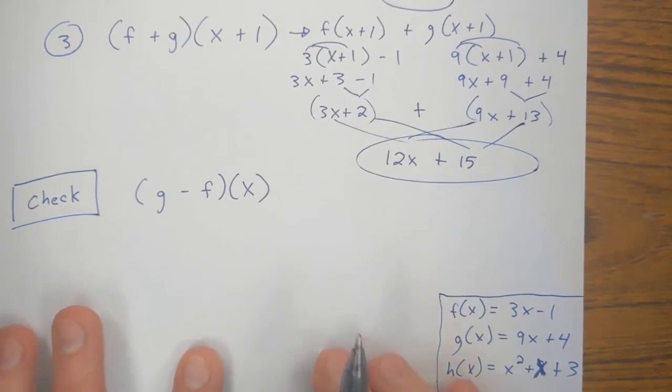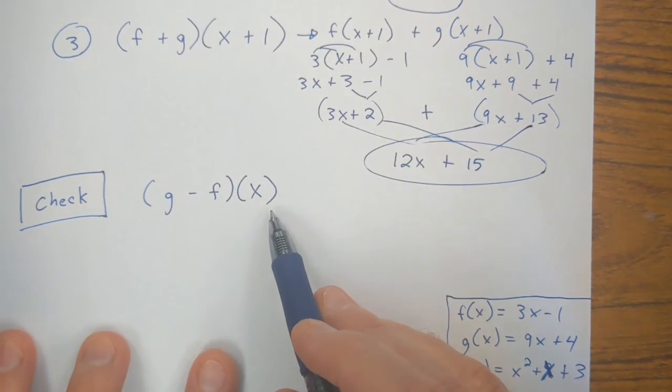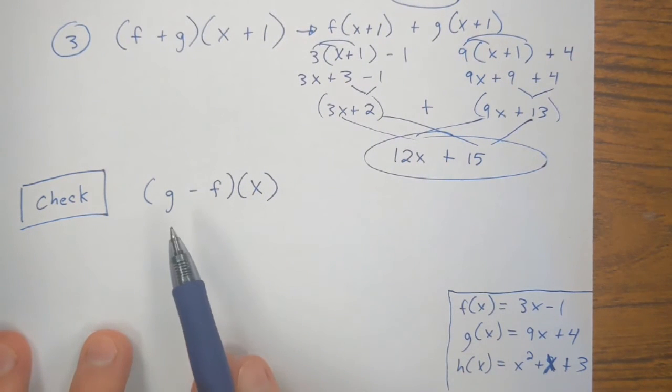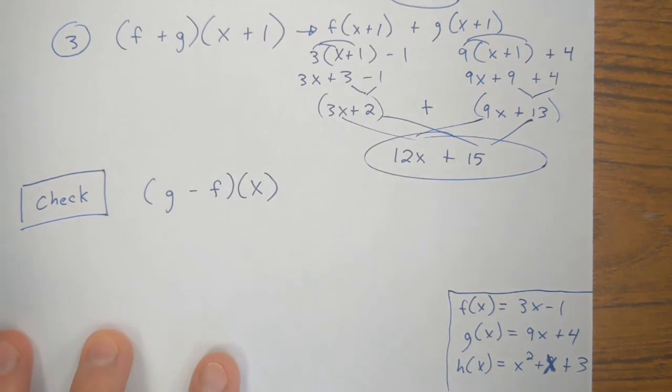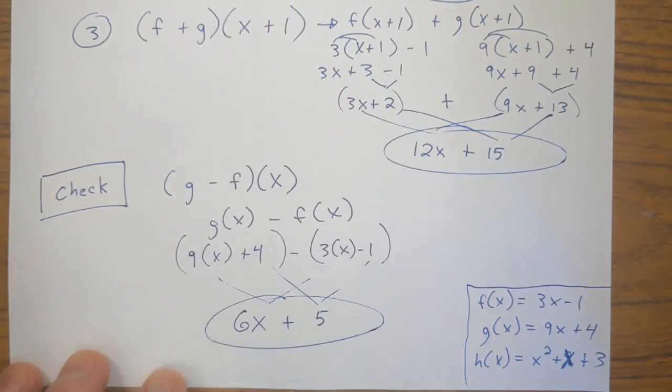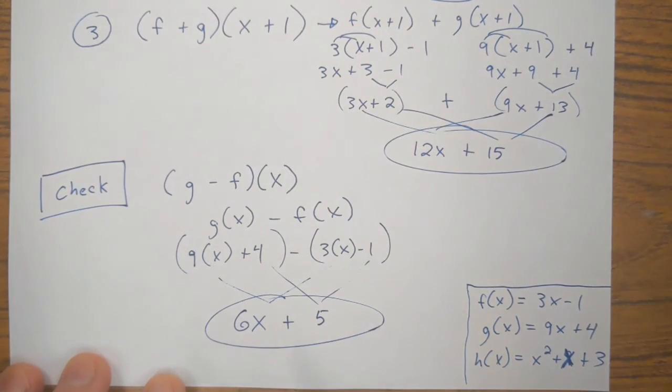All right, you'll notice I have a check problem here. I'd like for you to try this one on your own. Pause the video right now. Give this a shot. Do g minus f of x and unpause when you're ready for the answer. So the final answer of this check problem, 6x plus 5.